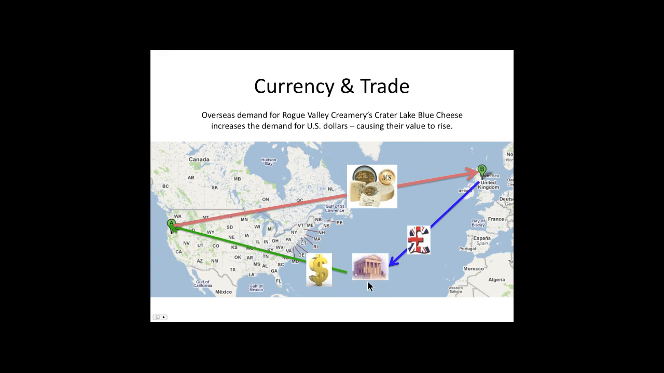And that will take place in a foreign exchange bank. Now this bank could be located in London or New York or San Francisco. I've got it out here in the South Atlantic just to pull it apart. But nonetheless, there will be a bank that will take these pounds coming in and exchange them for dollars. As far as Rogue Valley Creamery is concerned, that completes the transaction. They receive dollars and all is well.